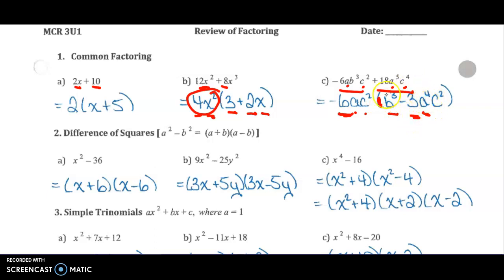And then I have 1 A is out. I need 4 more, A to the 4 here. And I had 2 C's are gone, so I need C squared here. And when you multiply this out, that's how you know you're right. When you multiply it out, you end up with the original.